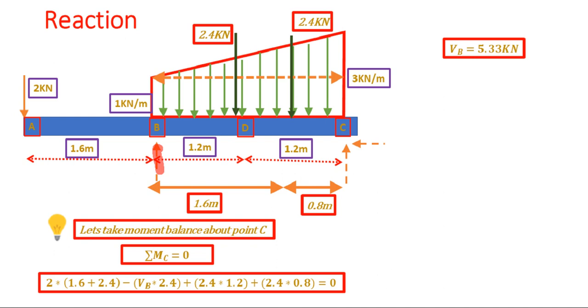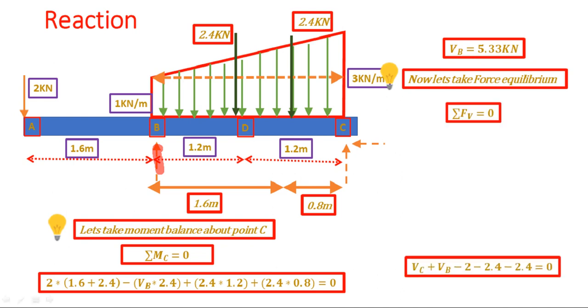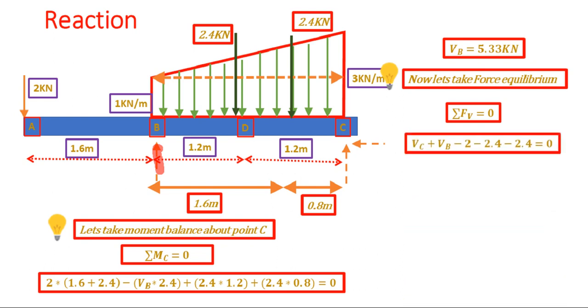And if you're not getting it, that means you have made a sign convention mistake or a mathematical mistake, nothing else. So moving forward, we have done the moment balance. The next is our force balance. Now you know VB. So what is left is you need to find the vertical reaction at point C and the horizontal reaction at point C. So when you do the force balance, you'll get VC plus VB, that is the reactions in the upward direction, positive, minus all the loads acting in the downward direction, that is 2, 2.4 and 2.4, equals 0. So after solving, you will get the value of VC as 1.47 kilonewton.